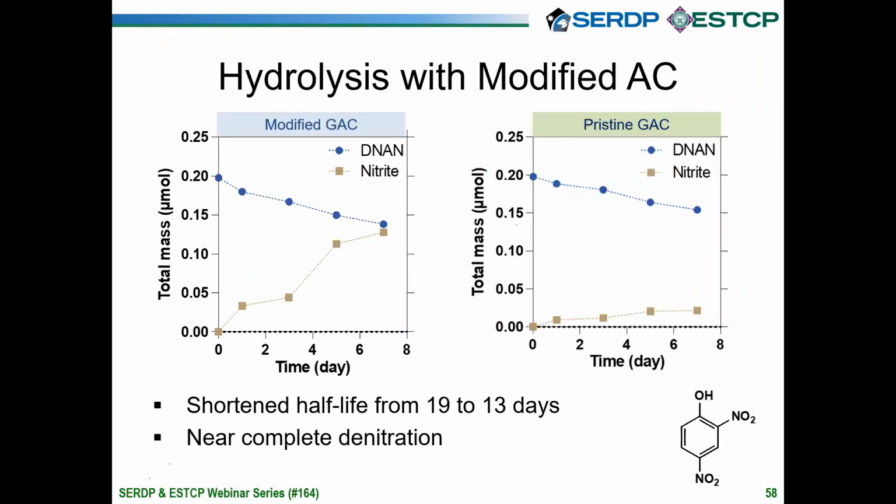We then looked into their performance in promoting DNAN hydrolysis. Similar results were observed, although DNAN degradation proceeded a lot slower compared to TNT. But still, we were able to see that modified AC was able to shorten the half-life of DNAN from 19 to 13 days. And at the same time, it produced nitrites, which indicates a near complete denitration.